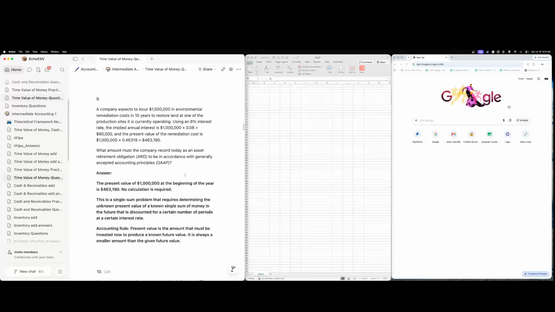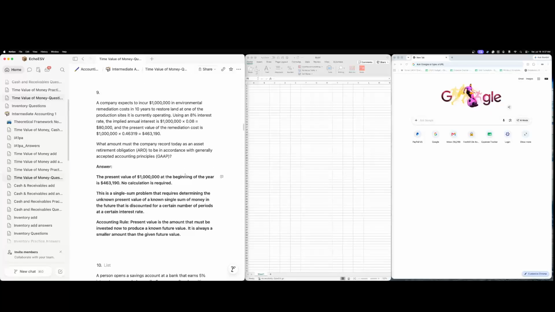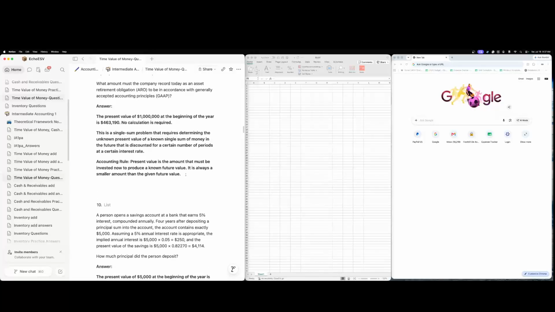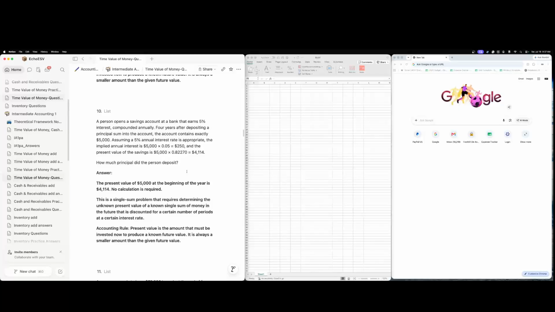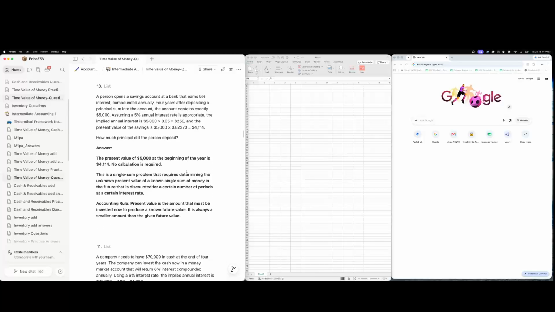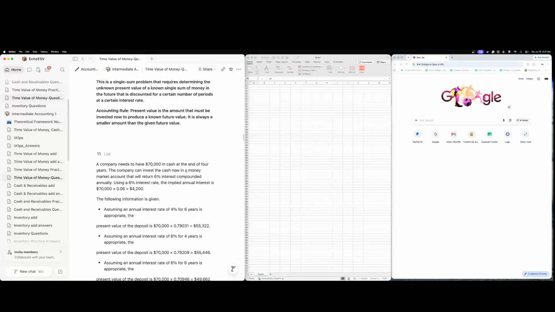$1 million, 10 years, 8% interest. Present value $463,190. Okay, recorded at present value. Savings account, 5% interest compounded annually, 4 years after depositing that principal, the account contains exactly $5,000. What is the present value of the savings? 4,114. Present value.